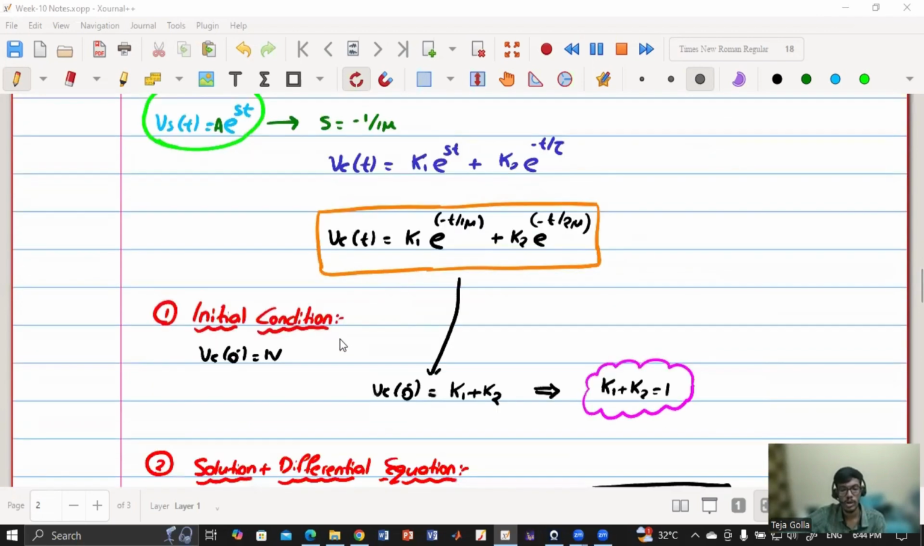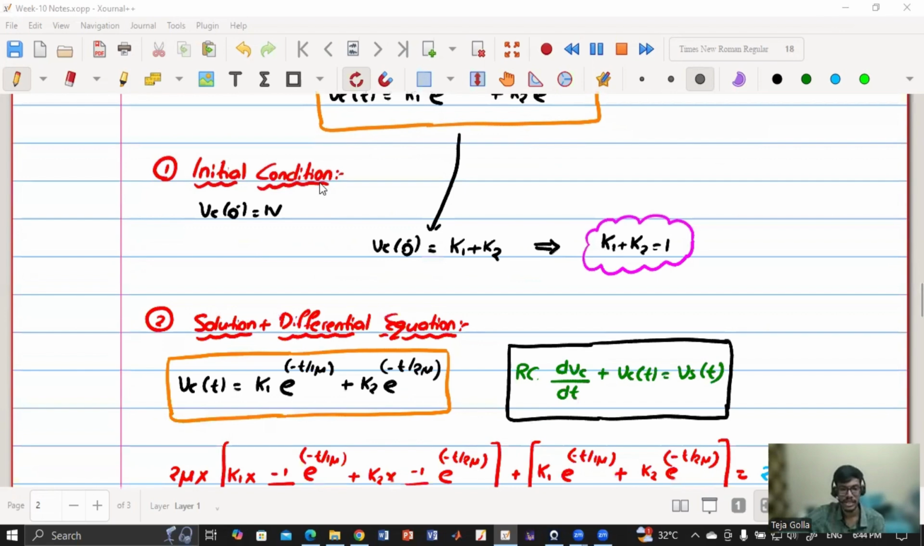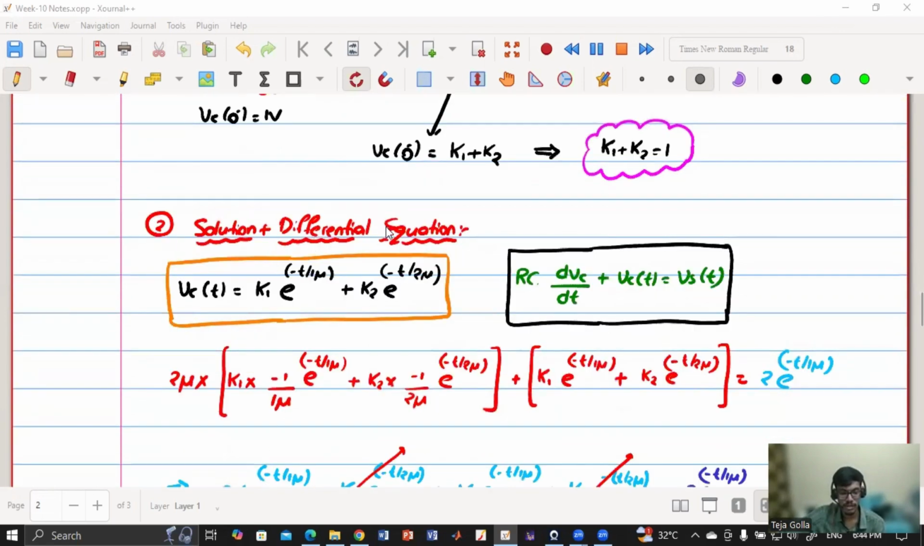So how do I check? There are two conditions that we need to use. One is the initial condition. The other is the solution that we substitute in the differential equation.